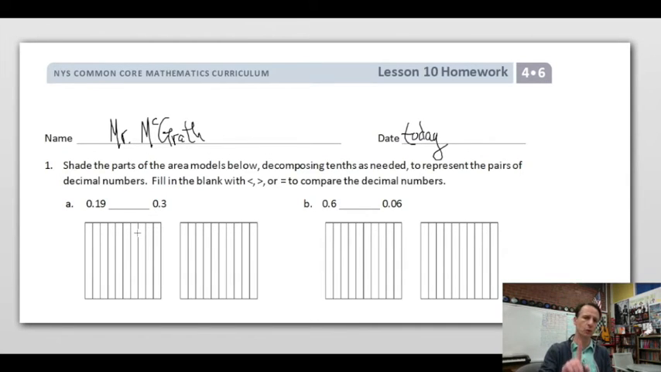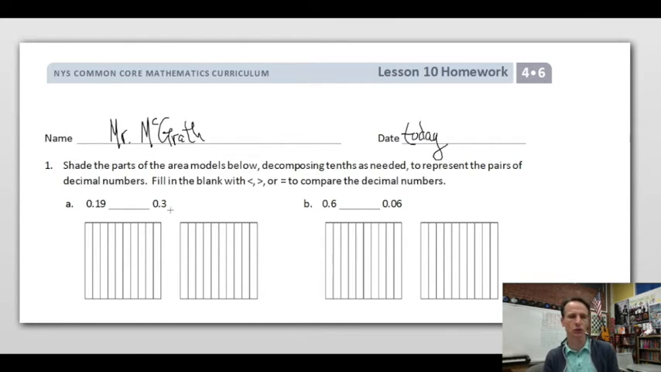Our instructions for number 1. We are to shade the parts of the area models below, decomposing tenths as needed, and we'll come back to what that means, to represent the pairs of decimal numbers. See, here's a pair, there's a pair, and then there's C and D. Well, we'll fill in the blank with less than, greater than, or equal to compare the decimal numbers.